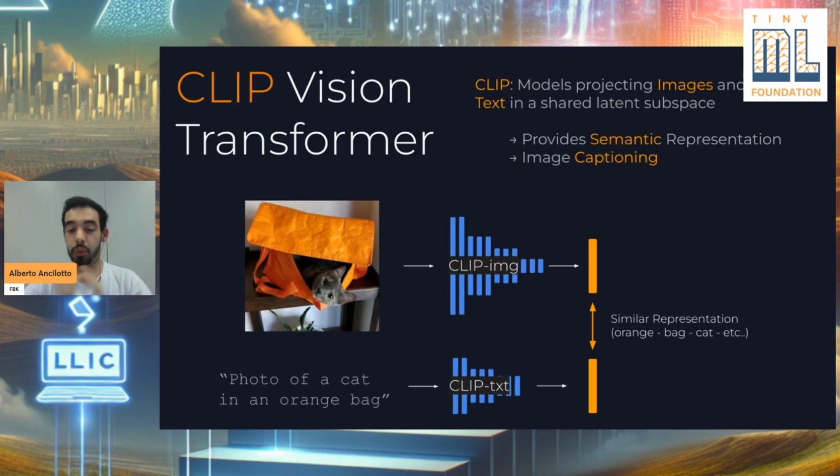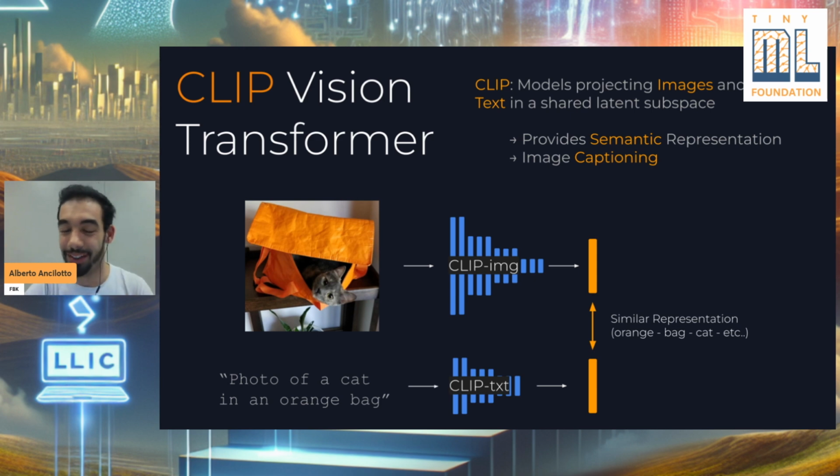To fix this, we are going to resort to the CLIP vision transformer, which is the CLIP foundation model. It is not directly related to the metric that I was telling you about before, so don't mix them up, keep them as separate things. The CLIP vision transformer is the pair of these 2 models, one working on images, one working on text, and they are trained to project image and text in a shared latent subspace.